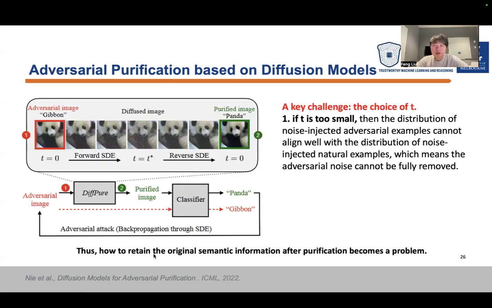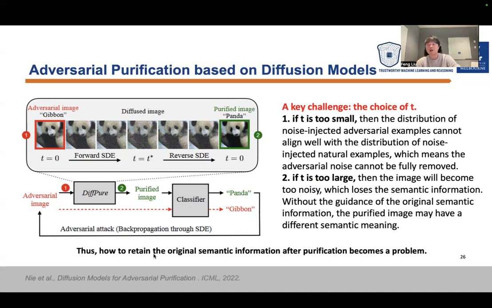However, in this kind of method, the t is very important, okay? If the t is very small, then the distribution of noise-injected adversary examples cannot align well with the distribution of noise-injected natural examples, which means the adversary noise cannot be fully removed. If t is too large, then the image will become too noisy, right? Which will lose semantic information without the guidance of the original semantic information. The purified image may have a different semantic meaning.